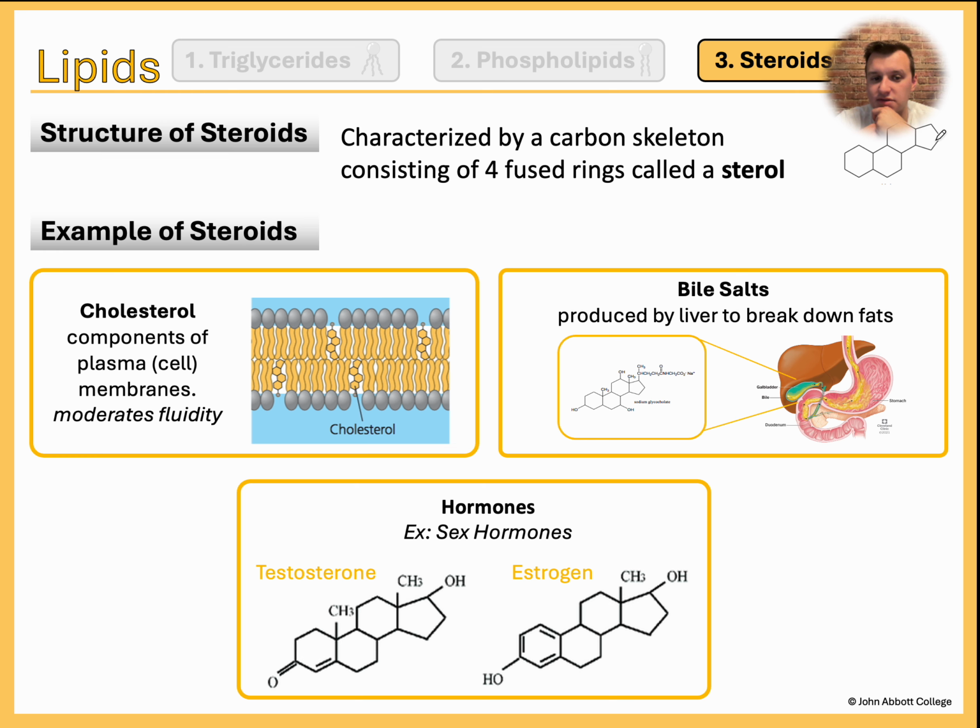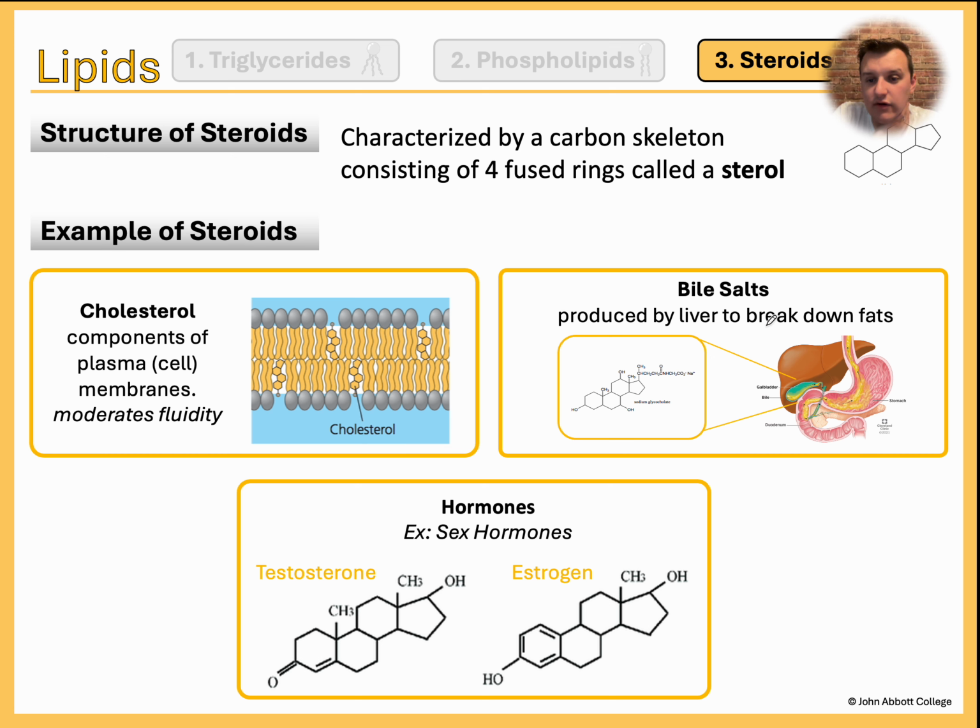Some examples of steroids are cholesterol, right? Sterol. These are components of the plasma membrane. In between the little phospholipids, you find these cholesterols, and they help with membrane fluidity. They help to make the membrane more rigid and tough, or more loose and allow things to go through a bit more. So they help to maintain the stiffness of the membrane.